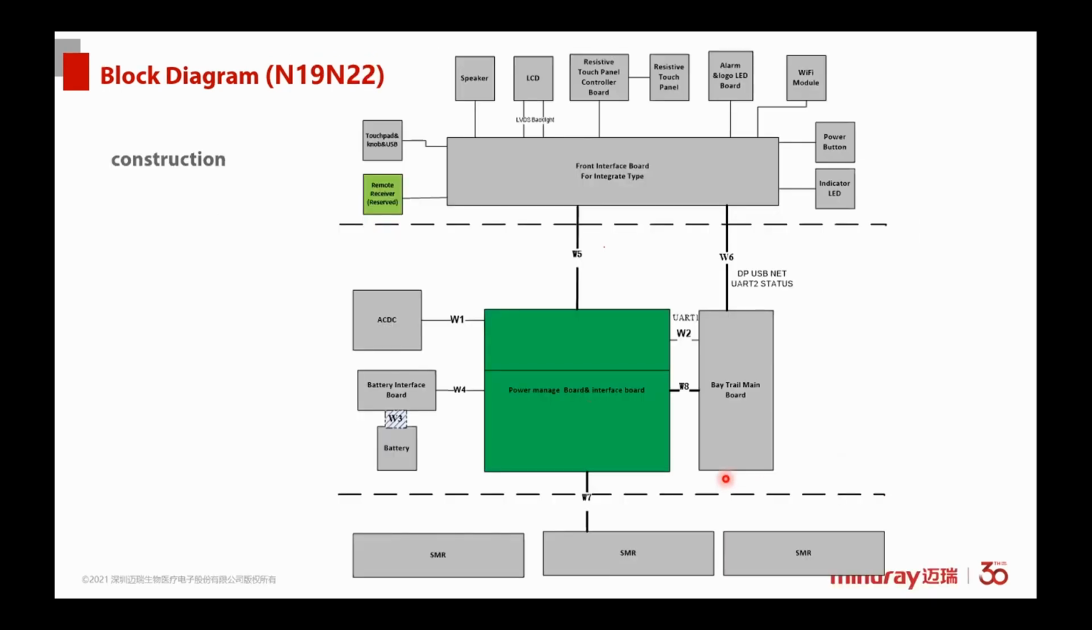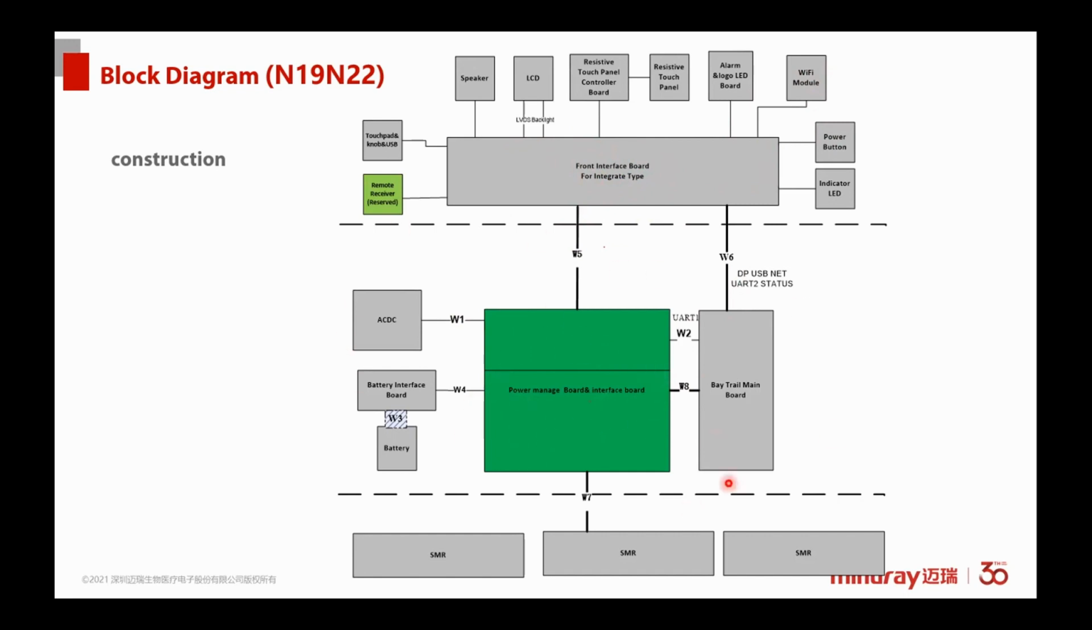Okay, the final one is the N19 and N22. Similar principle, we separate into the front view. For the front shell, we have the touch screen, LCD screen, and LCD module. But the difference is that we have the front interface board. The Wi-Fi module is also in here. We can also take this one as the main control board for the N19 and N22. And in the back shell, we have a power management board and interface board.